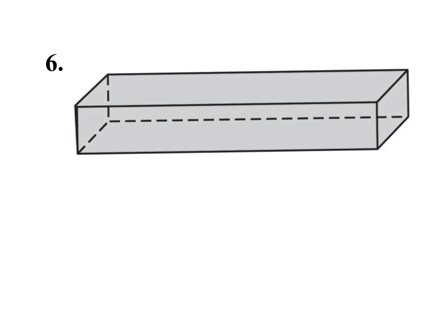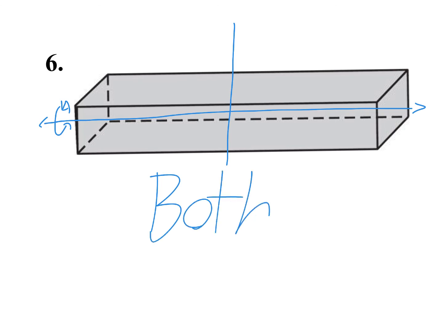Number 6, rectangular prism. I do have an axis here that I can rotate such that I can get the same figure. And I also have a plane that I can cut through to get the same figure on left and right. As such, this has both plane symmetry and axis symmetry.